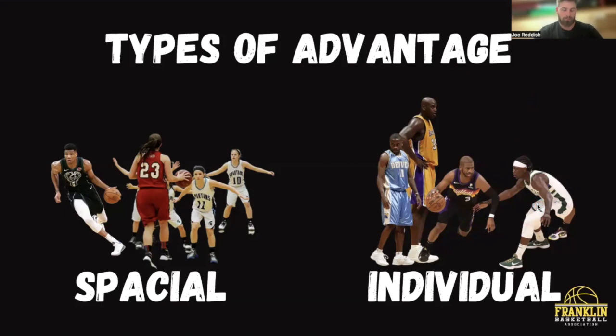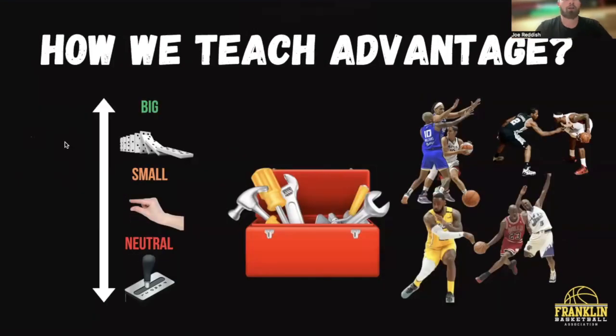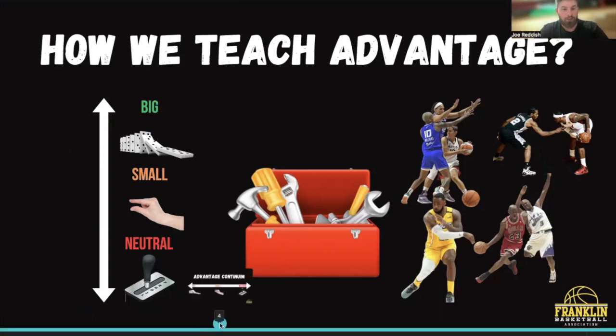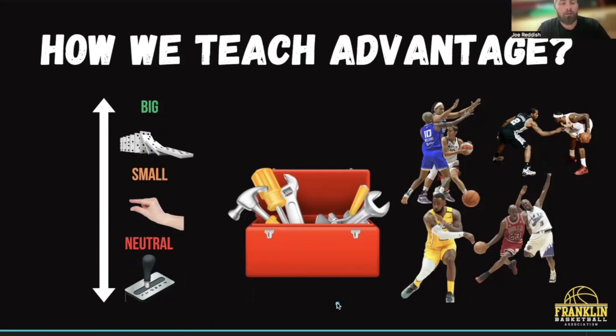Again, we have numbers advantage, positional advantage, spatial advantage, and individual advantage. Like most principles of play, or all our principles of play, the first thing we need to make sure we do is help build understanding. So it's really important we start to define and explain to players what big, small, and neutral advantages are, and then what they look like.